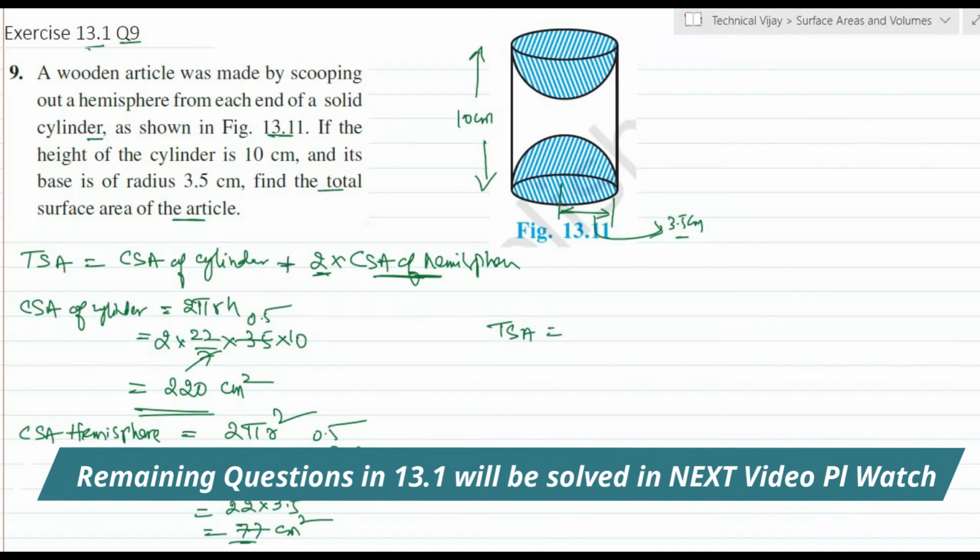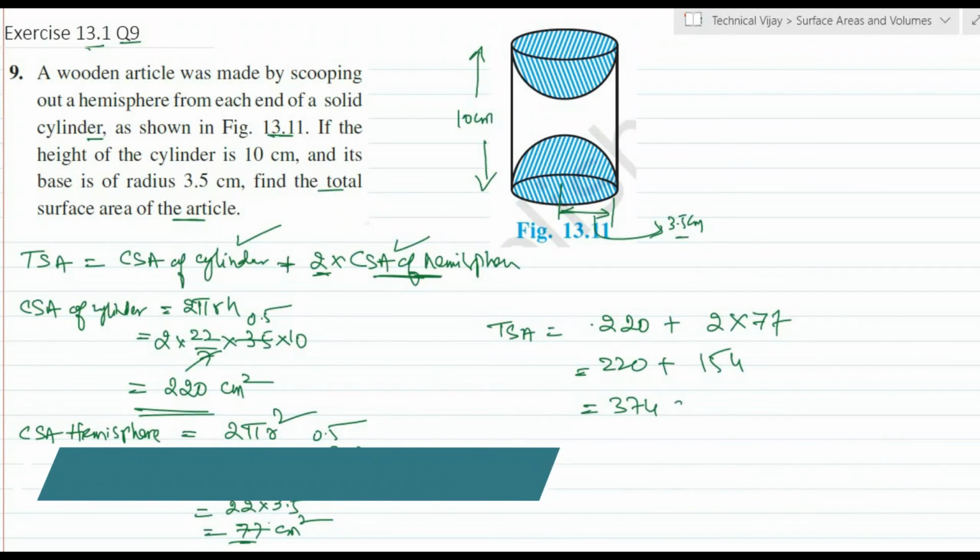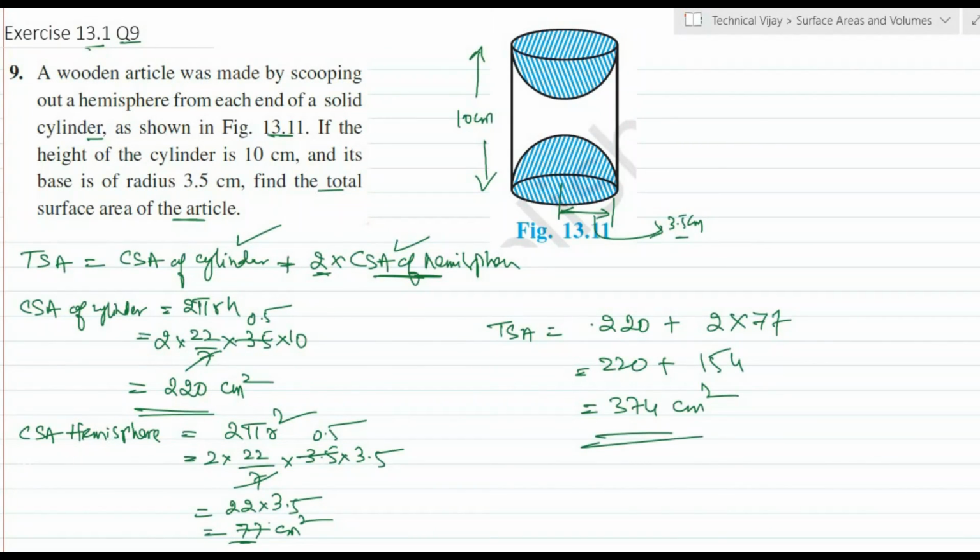The total surface area now we will calculate. TSA is equal to 220 plus 2 into the CSA of a hemisphere, which is 77. So 220 plus 7 2s are 14, 154. So here 374 square centimeter. Okay. Thank you.